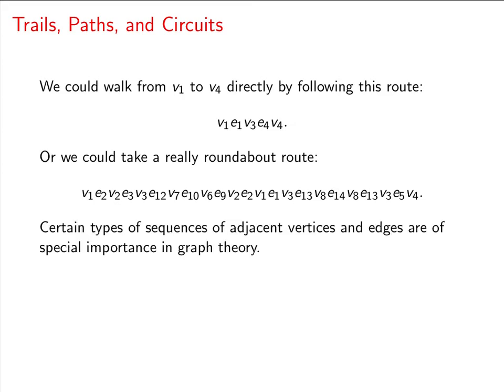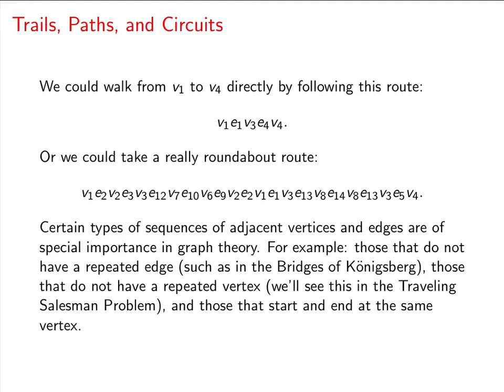Now, certain types of sequences of adjacent vertices and edges are of special importance in graph theory. As an example, those that do not have a repeated edge, that was the requirement in the bridges of Königsberg problem, and those that do not have a repeated vertex. And we'll see this in the traveling salesman problem. And of course, there are others that start and end at the same vertex, and possibly some combination of these.